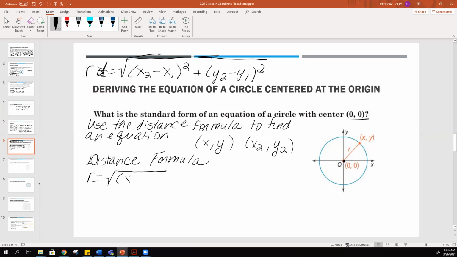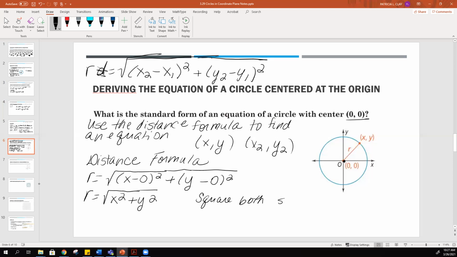So let's say this is what it'll look like. r is equal to the square root of x minus 0 squared plus y minus 0 squared. Okay? So if we simplify that, this looks a lot like what our last problem looked like. We have the square root of x squared plus y squared, right? So we need to square both sides. And so now we have r squared is equal to x squared plus y squared.